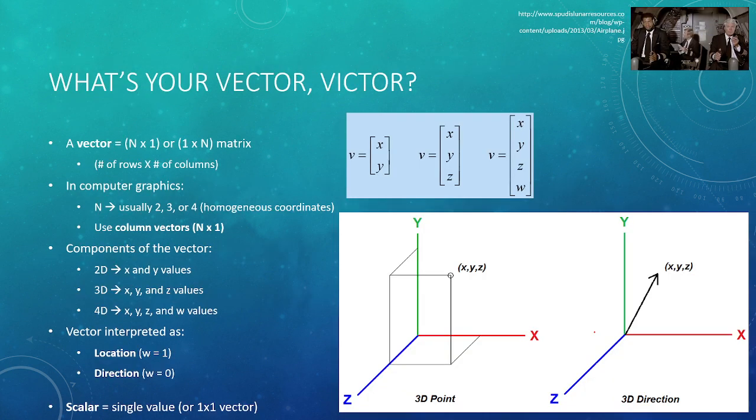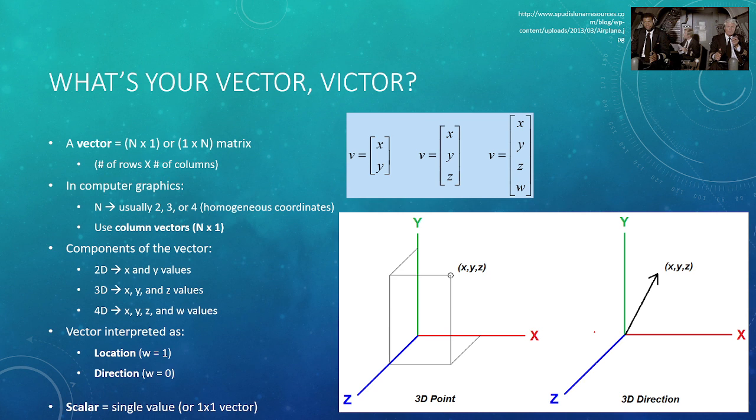Next, a vector is an n by 1 or 1 by n matrix. In computer graphics, n is usually 2, 3, or 4, that is homogeneous coordinates. Components of the vector: 2D is x and y values, 3D is x, y, z, and 4D is x, y, z, and w. A vector interpreted as a location has w equal to 1, and as a direction has w equal to 0.